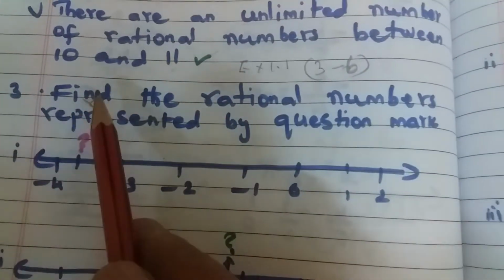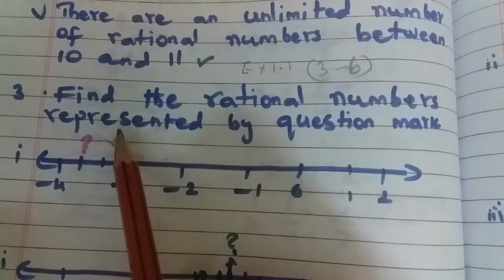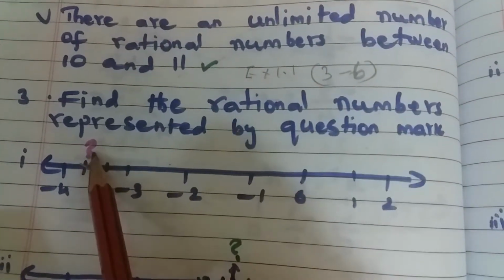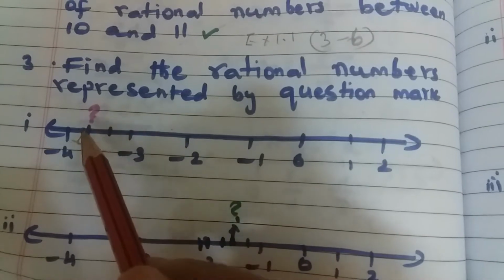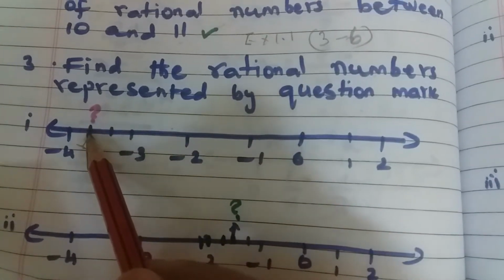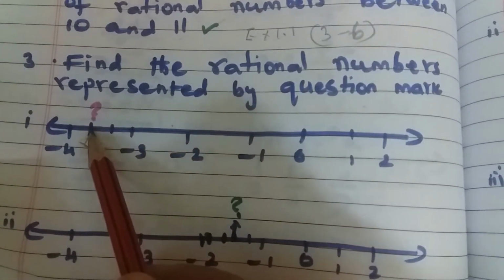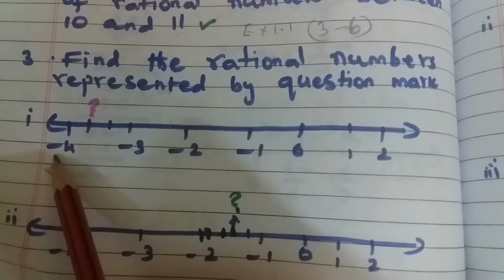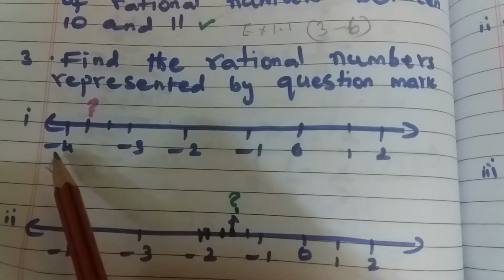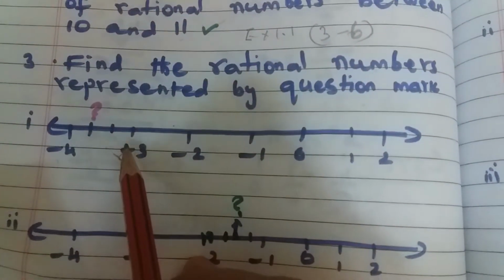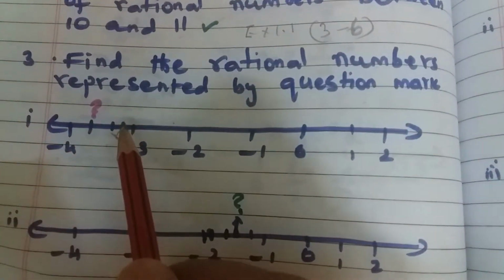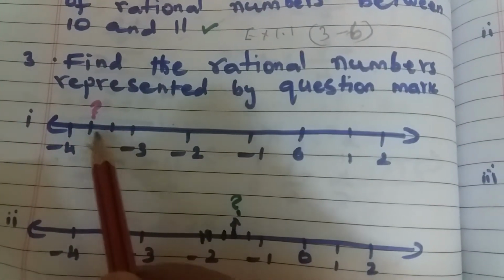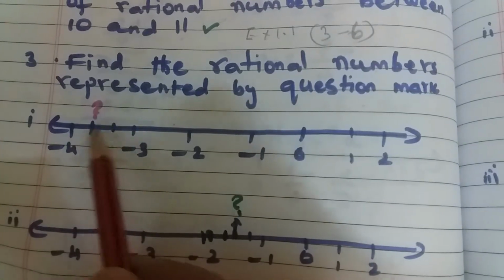Question number 3. Find the rational numbers represented by the question mark. Here a number line is given, and we have to find the rational number marked by this question mark. It is between minus 3 and minus 4. Between minus 3 and minus 4, how many parts are there? You check: 1, 2, 3 portions and 2 lines. When 2 lines are drawn, you get 3 divisions, 3 portions.